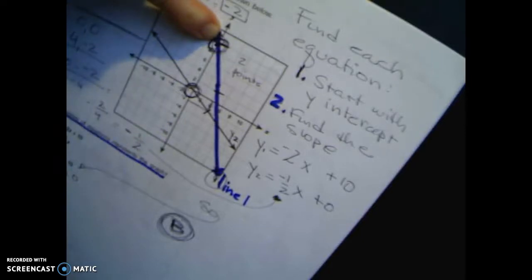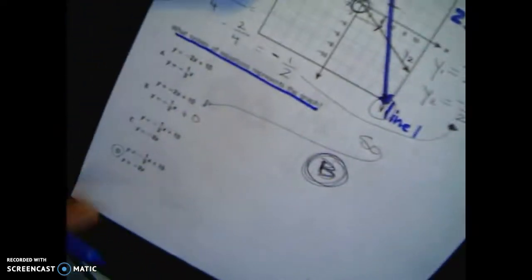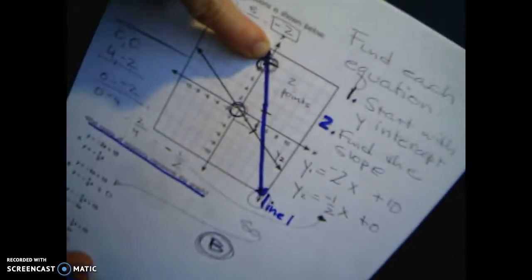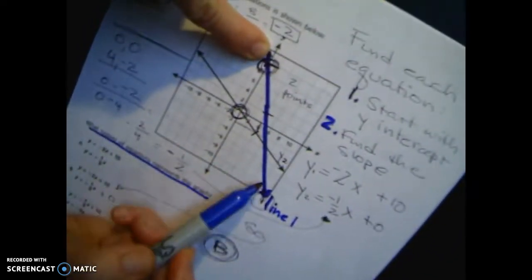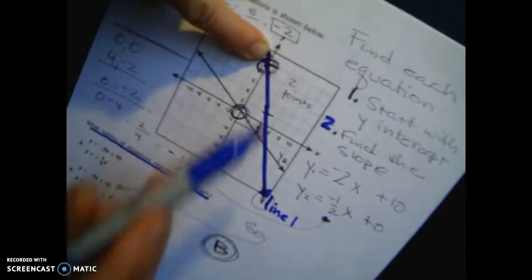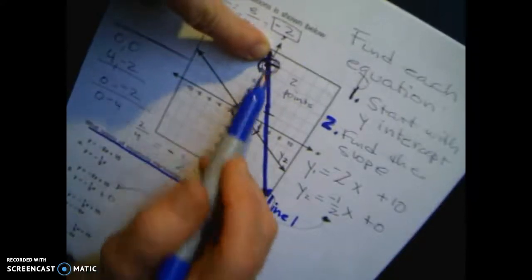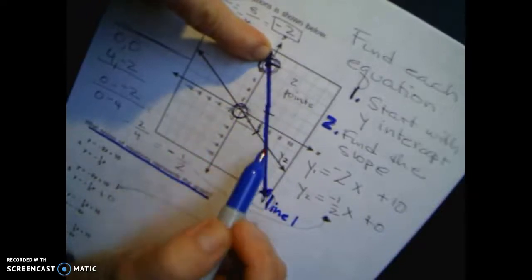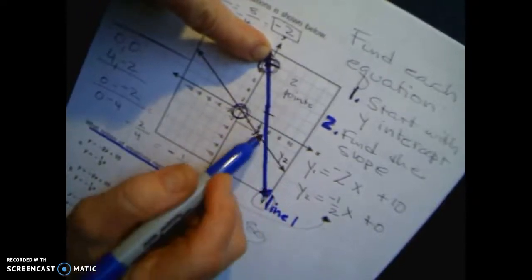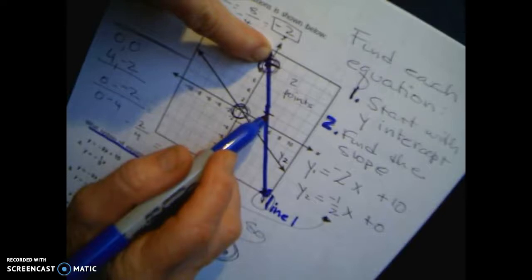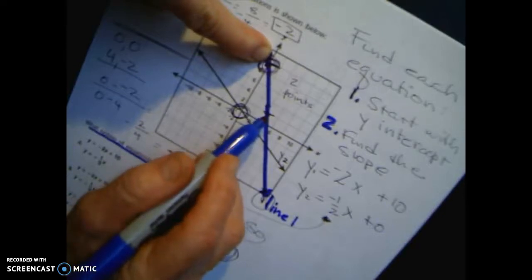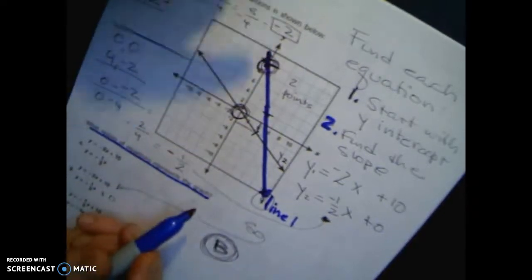And so I'm going to try to cheat for a second and look at my answer choices. They all start with positive 10, so that doesn't help me too much. So I'm definitely going to have to find the slope. Once I have established that the y-intercept is 10, I now have to find 2 points along that line that are going to be easy for me to find the slope, and I'm going to use the slope formula.